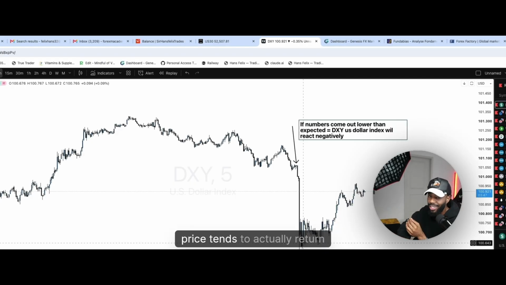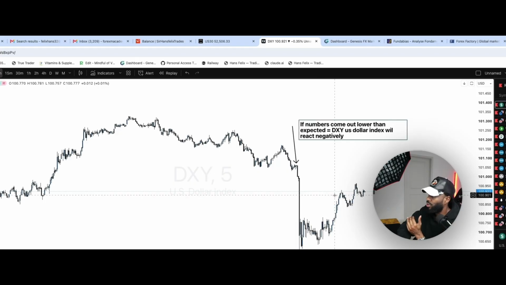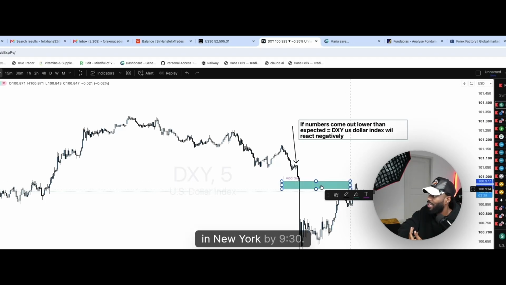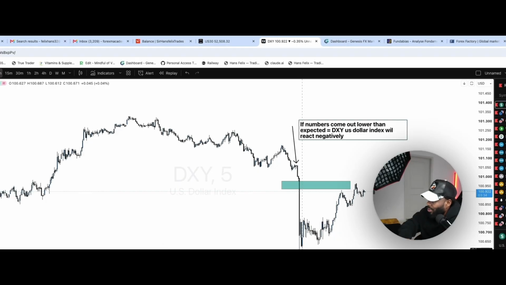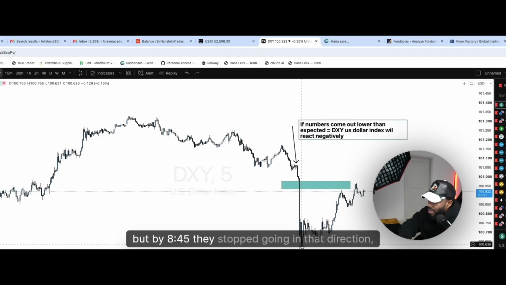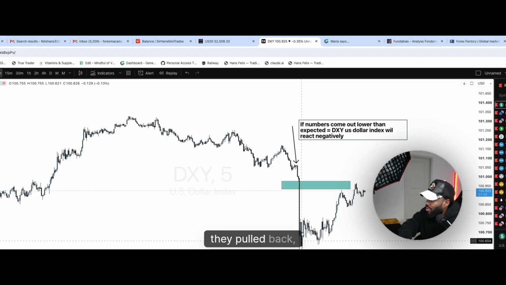Because price tends to actually return back to cover or fill those positions later on in New York by 9:30. So notice that the market ran, but by 8:45 they stopped going in that direction. They pulled back.